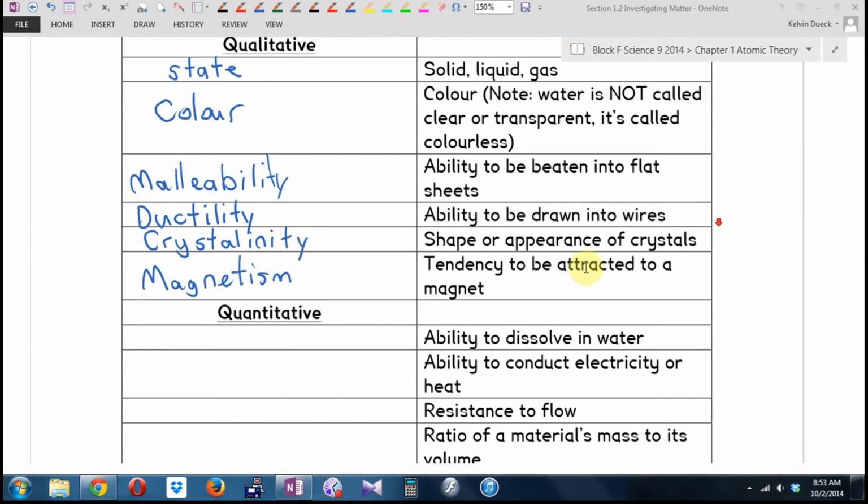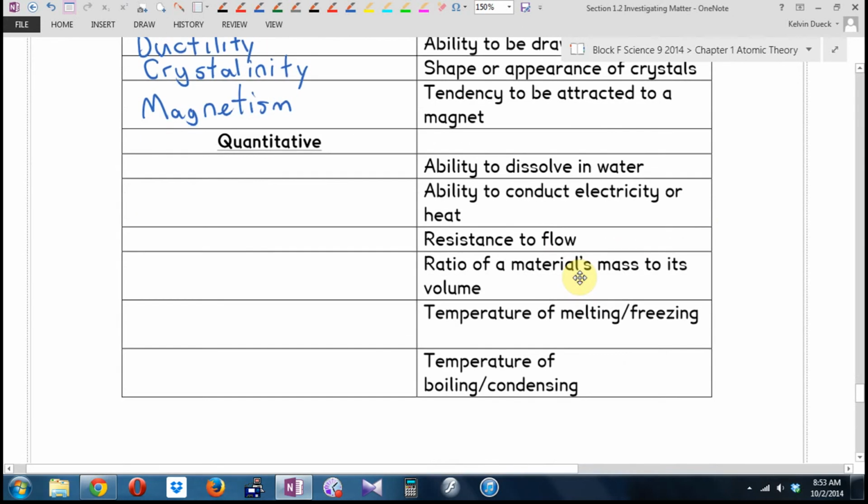Continuing on. Some quantitative properties, things that you can measure. So the ability to dissolve in water, we have a fancy science word for that. We call that... is there an A in there? I don't think there is. No, solubility. Can you see the word dissolve, at least part of the word dissolve, appears at the front? So that's the way you can kind of remember that one.